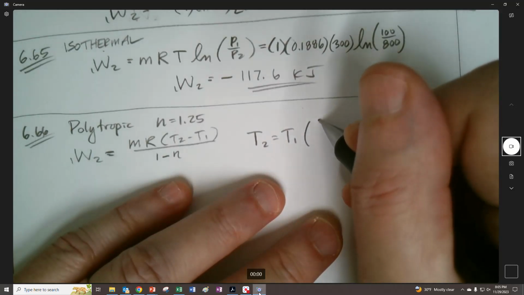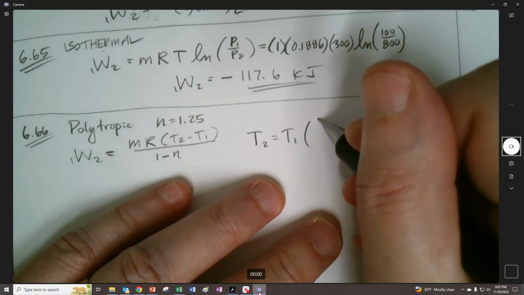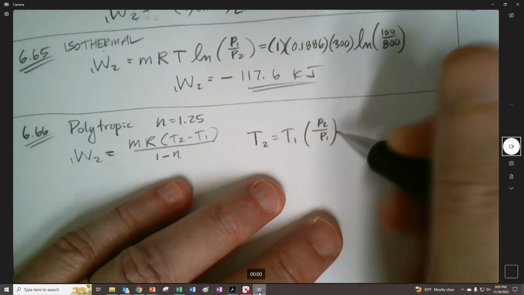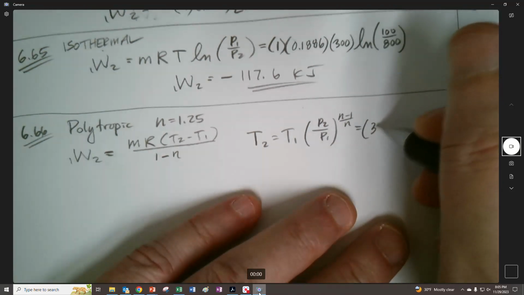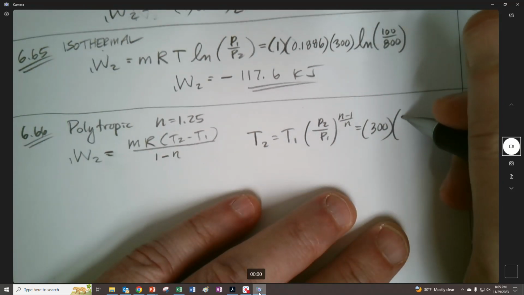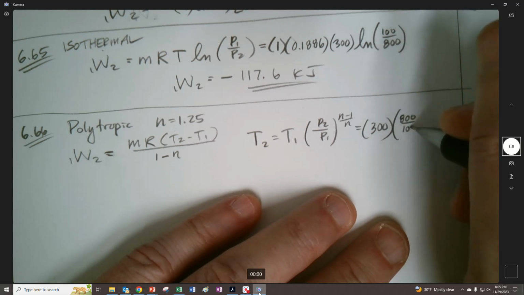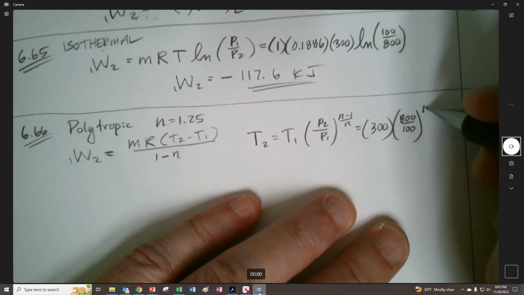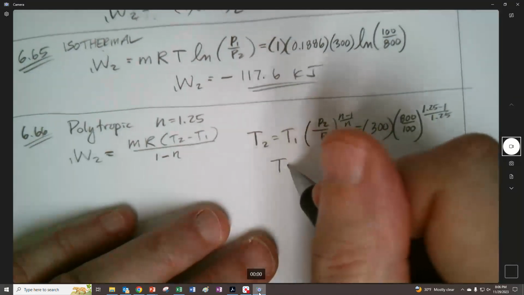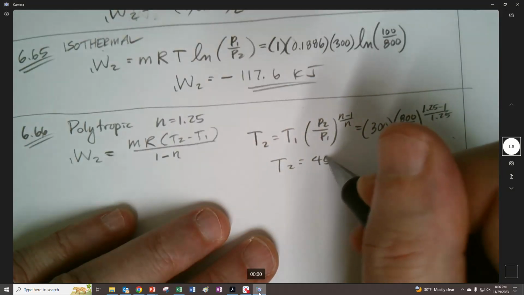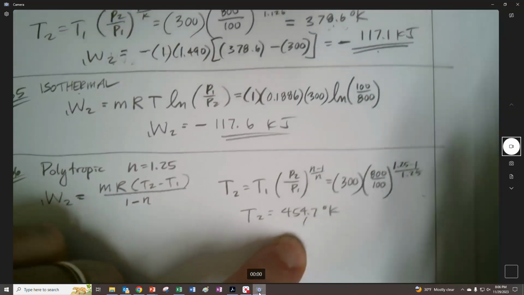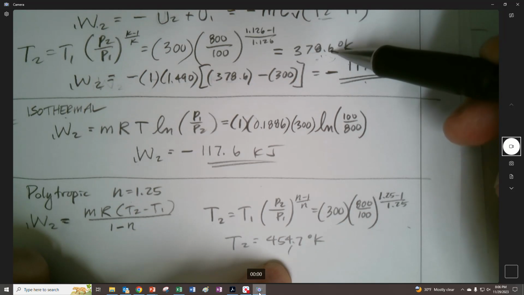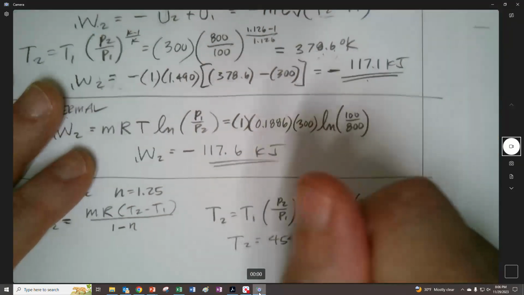So P2 over P1 raised to the (n minus 1) over n. So that's 300. And once again, we're going to have 800 over 100. And now it's going to be 1.25 minus 1 over 1.25. And we'll get a T2 of 454.7 degrees Kelvin. That's quite a bit of difference between the isentropic right here and this polytropic one.